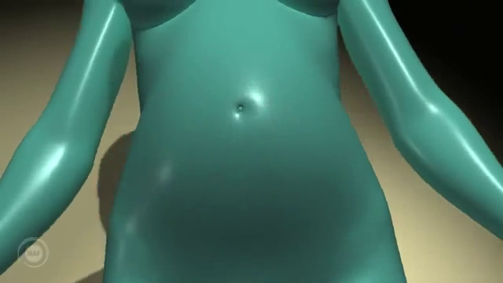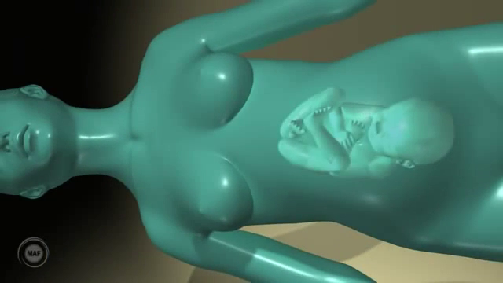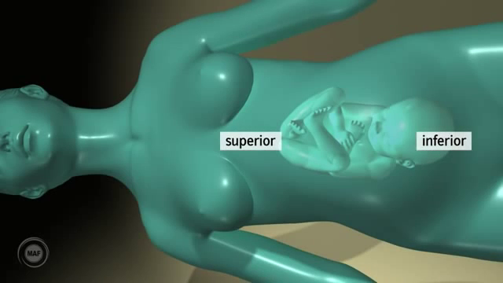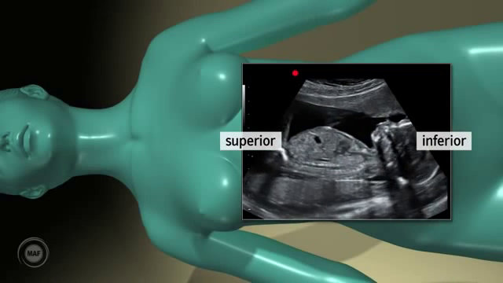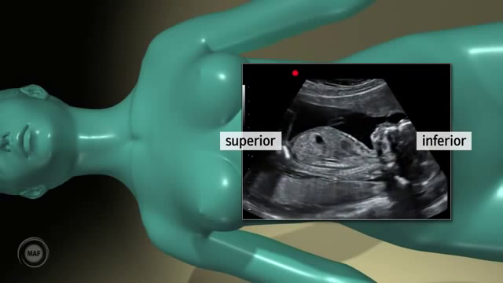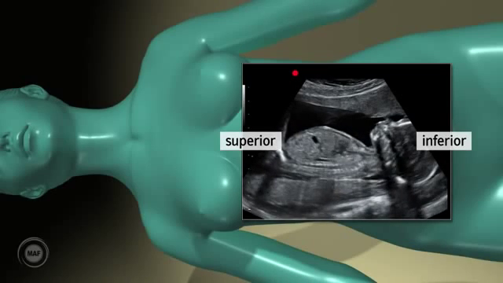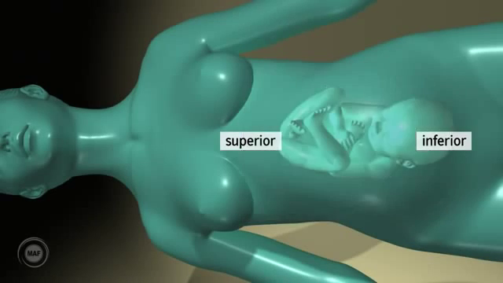In the longitudinal plane, the left side of the screen represents the superior part of the mother, and the right side represents the inferior part of the mother. So when scanning in the longitudinal plane, the mother's head is represented to the left of the screen and her feet to the right. The location of the dot on the screen should correspond.